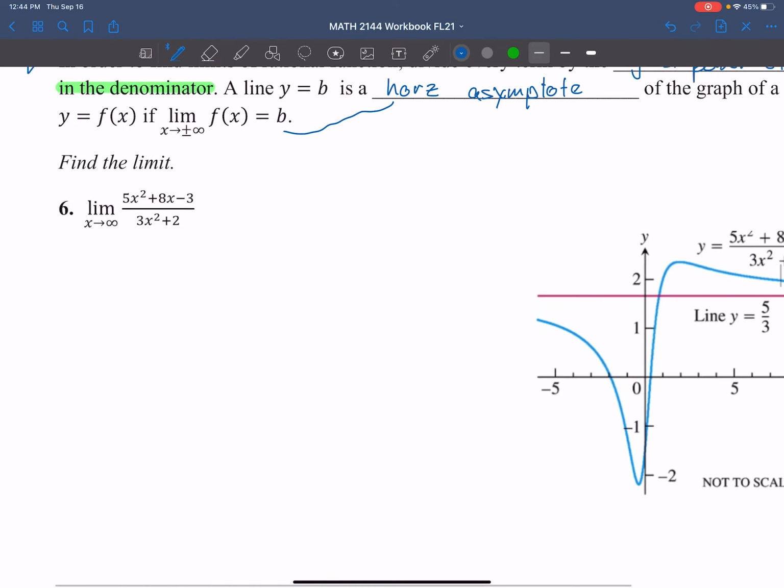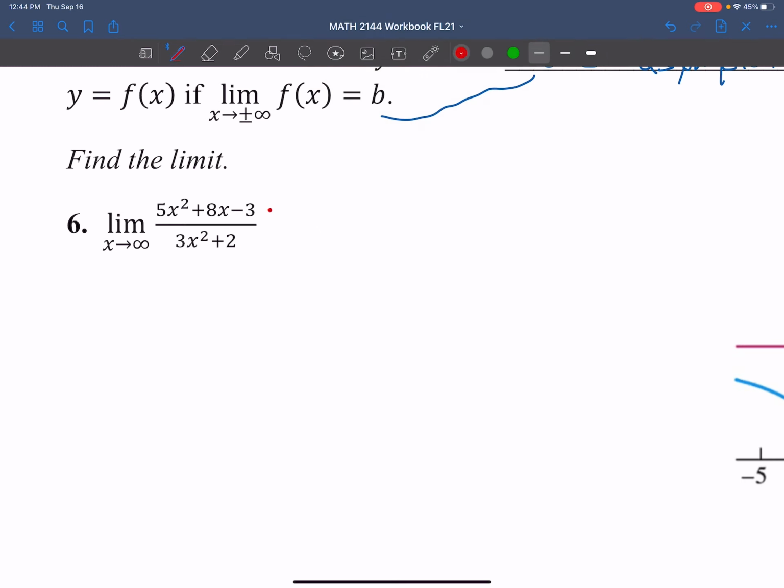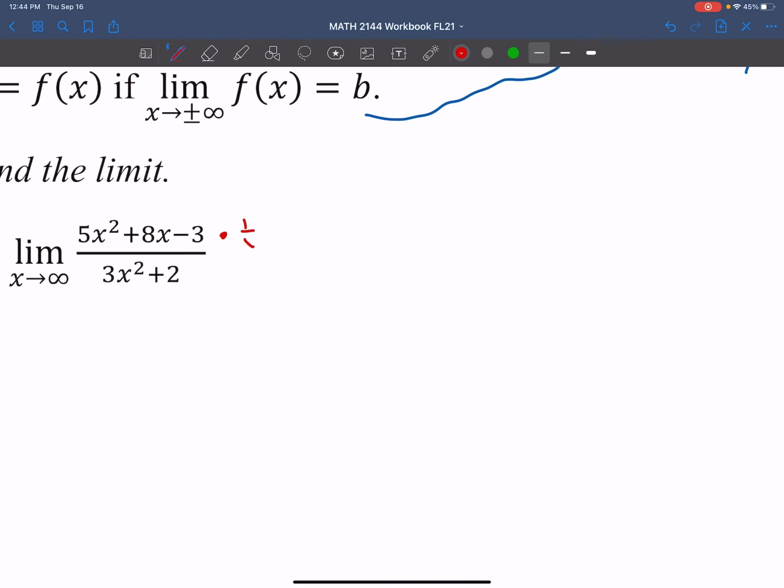So on number 6, like I said, it's going to say on MyMathLab, divide every term by the highest power of x. So it's basically going to say multiply everything by 1 over x squared, or divide everything by x squared. This is just a notational thing. Essentially, we're going to divide everything here by x squared. I could illustrate that by just multiplying by that fraction right there.